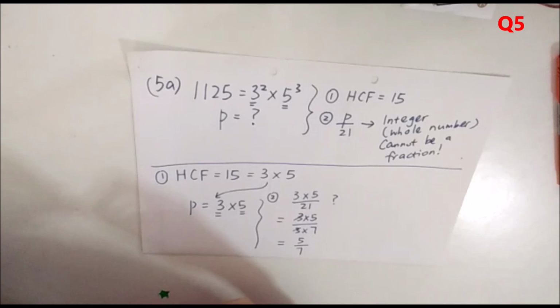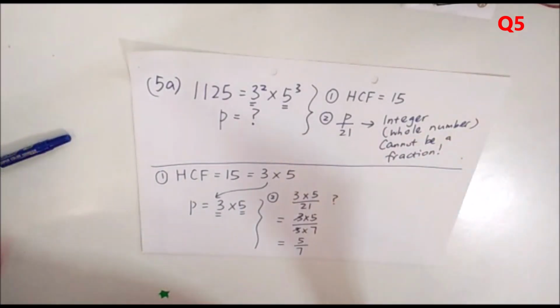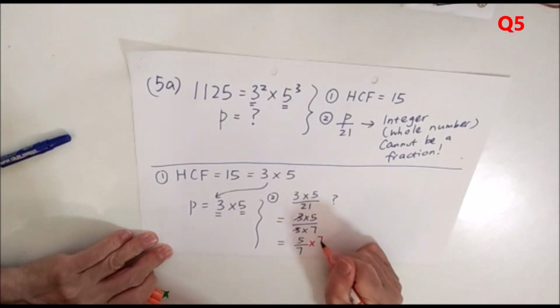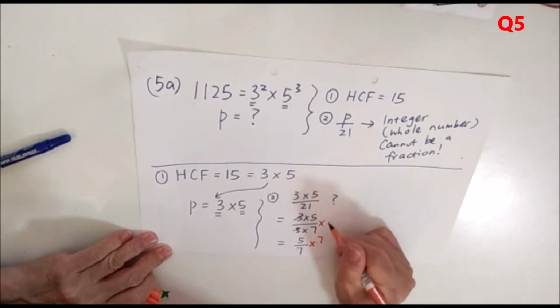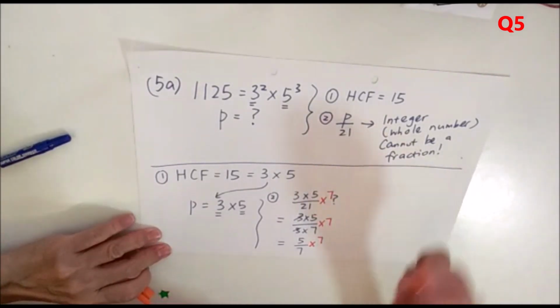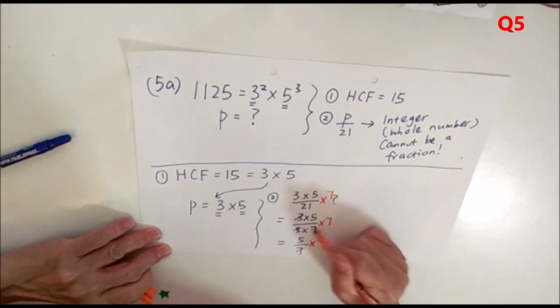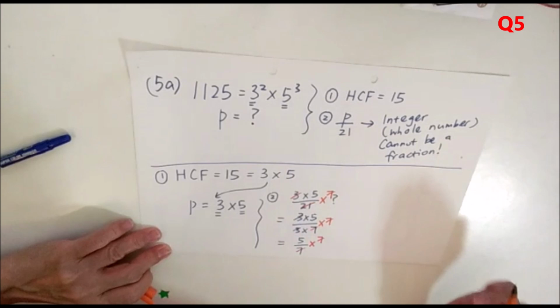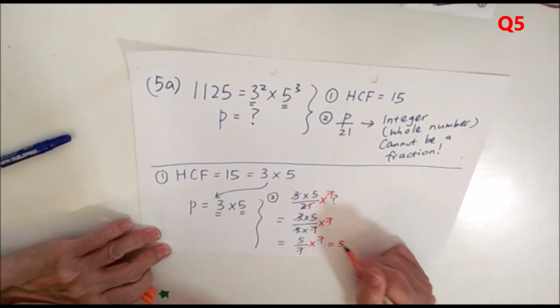How do we get rid of this fraction? We don't want the 7 at the bottom because we want the entire operation to be divisible by 21. So to get rid of the 7, the way to go about it is to multiply by 7. Okay? Because when you multiply by 7, you can cancel out. This will be 3 times 7 over 21, and then you will get a whole number 5.